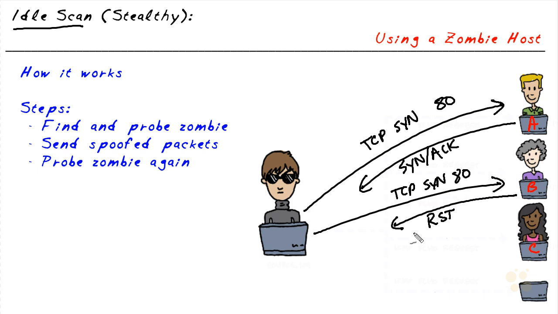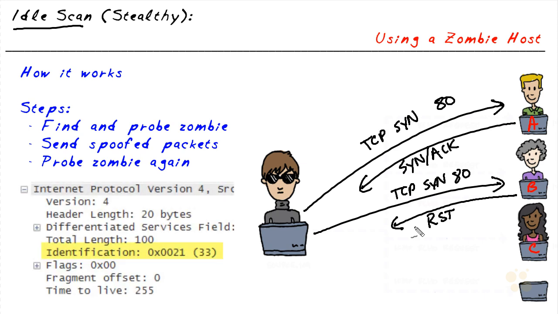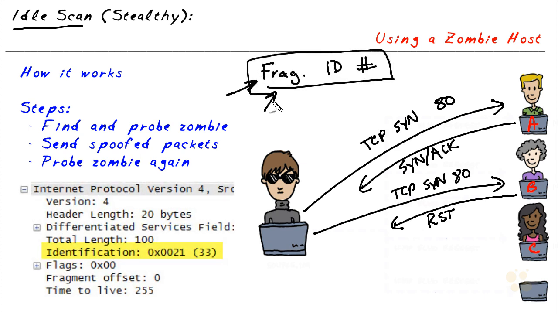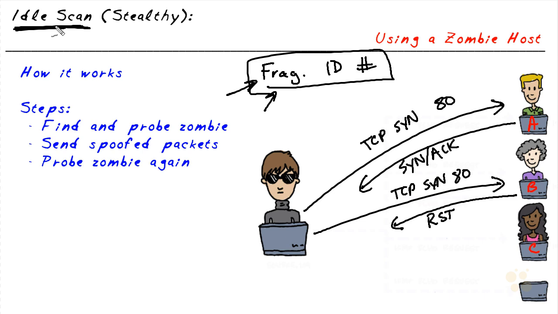So that's a quick review of basic TCP operations, but what additional information I'd like to bring to the table right now is that in IP version 4, there is a fragment identification number on each IPv4 packet. And you might say, well, Keith, why does that matter? How is the fragment ID number going to help us with an idle scan to do stealthy scans of the network? And the answer is we can take advantage of a zombie. We're going to use host C as our zombie.